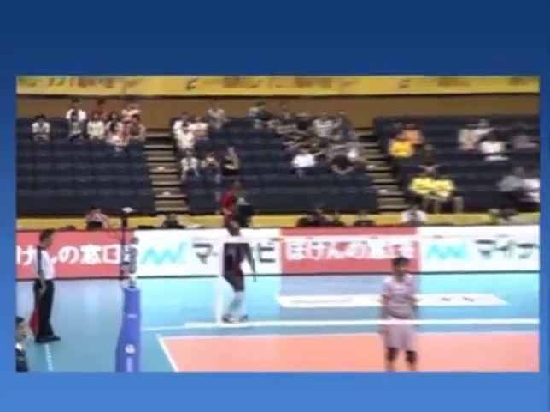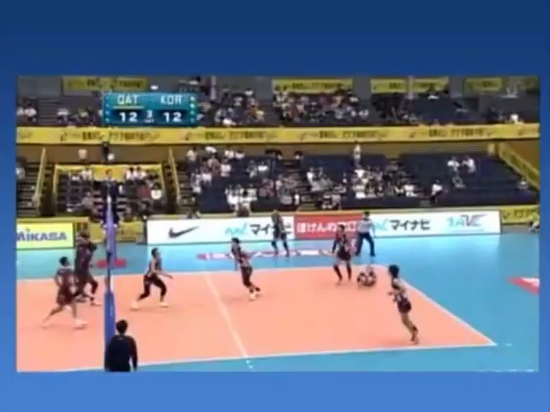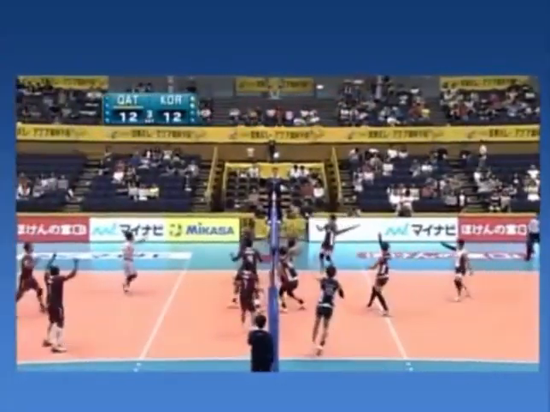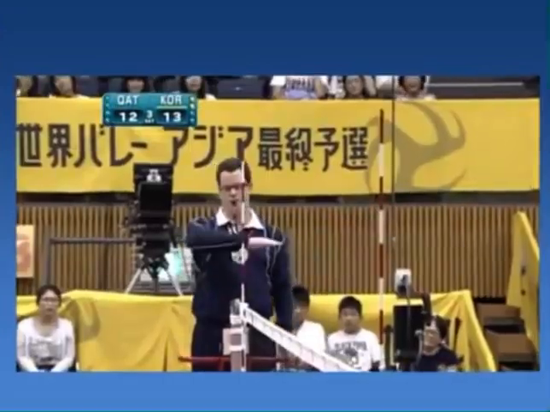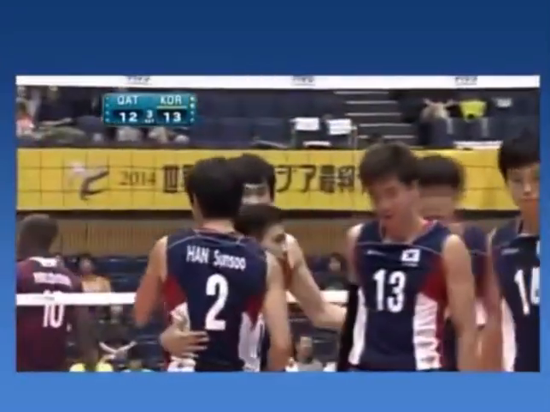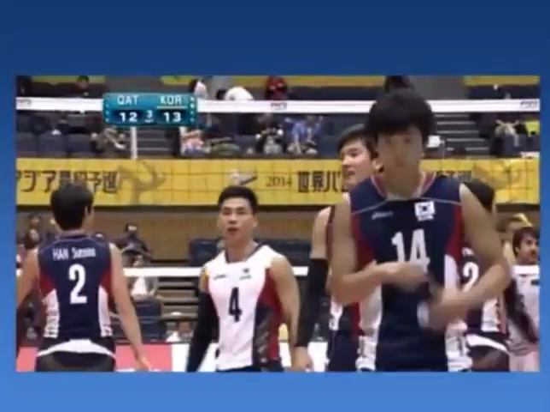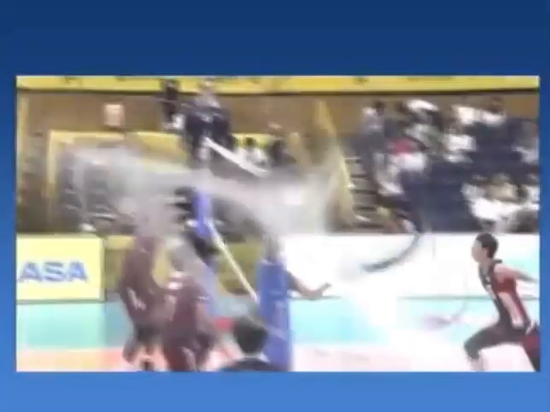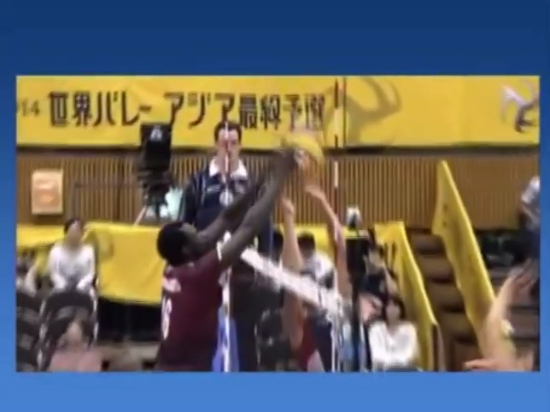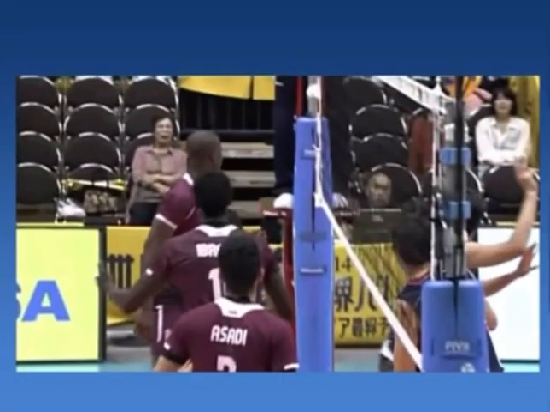Here's an example from an actual game. It's very important to note that this is only a fault because the blocker interfered with the setter as he was trying to play the ball. If the setter had not jumped to try and set the ball, this would have been a legal play by the blocker because he wouldn't have been interfering with the setter.